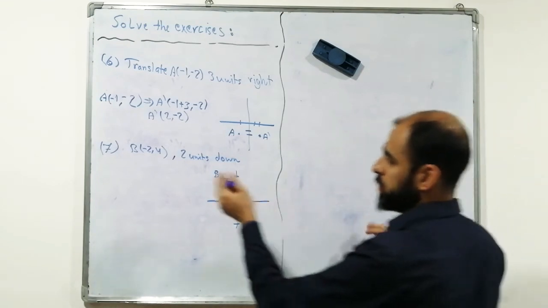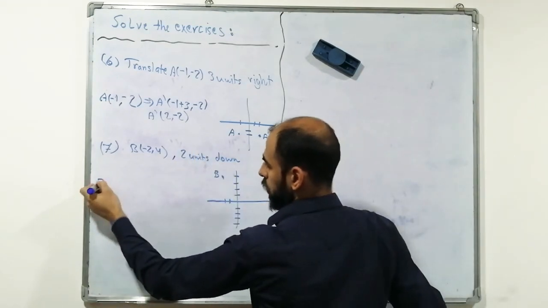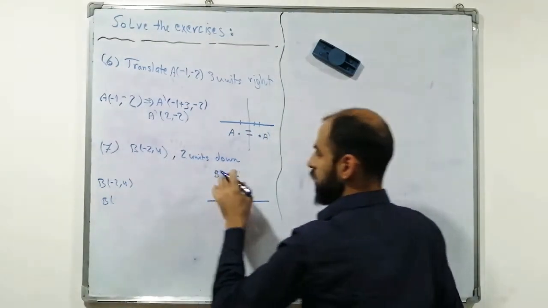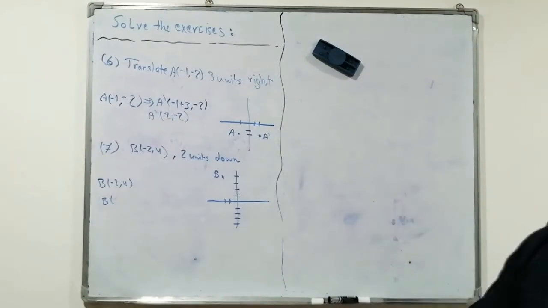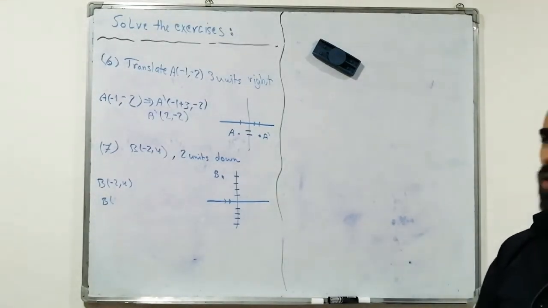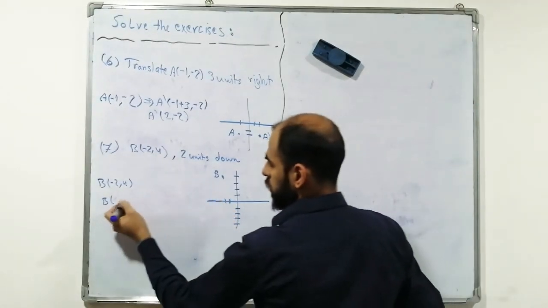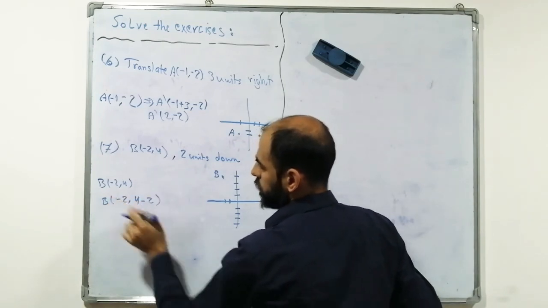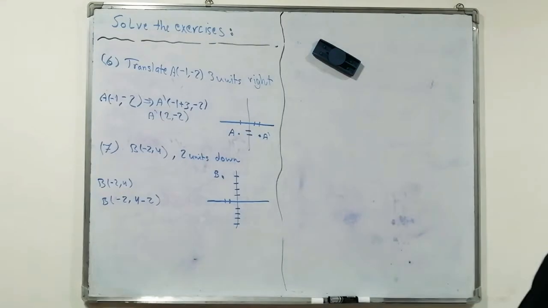It's a translation 2 units down. B is (-2, 4). B dash: since we have the translation down, that means to the negative side of y. So we subtract 2 units from 4, and -2 stays as itself.